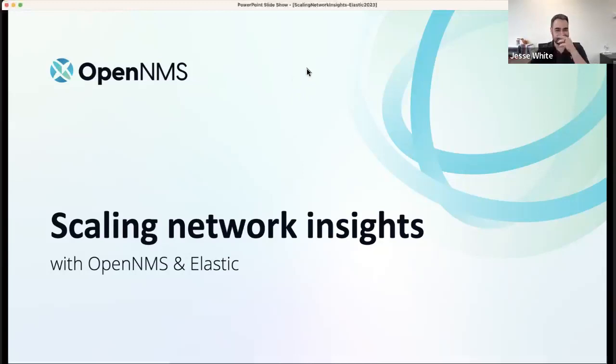Welcome to Elasticon, and today we're going to talk about scaling network insights with OpenNMS and Elasticsearch. So we're going to talk a bit about our journey, of course, using OpenNMS and Elastic to manage flows.